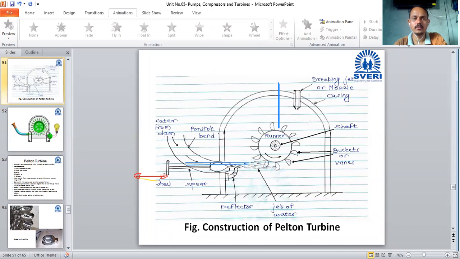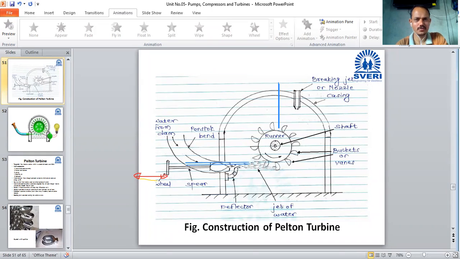And when we have to stop this turbine, at that time we can rotate this wheel and stop this flow, but due to the inertia in the runner, it will not stop suddenly. For that, if we have to stop in minimum time, we have to start this braking jet. This braking jet strikes on the bucket from the opposite direction, so it will help to stop this runner. Okay, so this is construction.